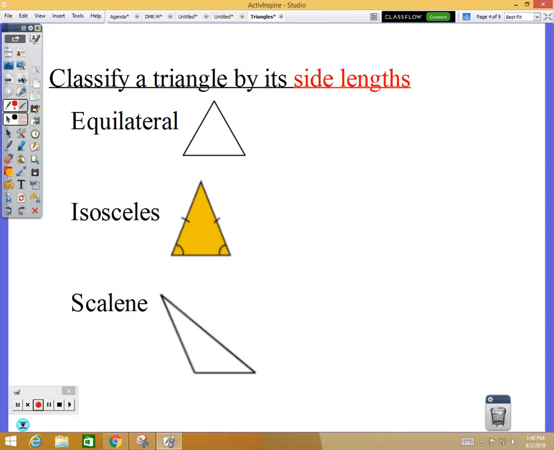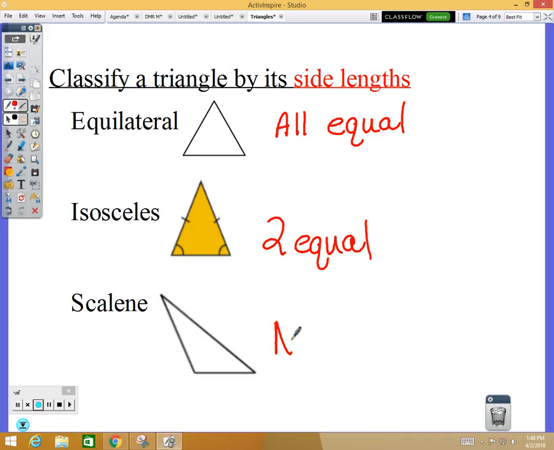Alright, so when we classify it by the side lengths, the 3 words are equilateral, isosceles, and scalene. What does equilateral mean? All equal. Isosceles, 2 equal. And scalene, none equal. Now again, you do not have to draw the pictures. I just wanted you to see an example of an equilateral, an isosceles, and a scalene.